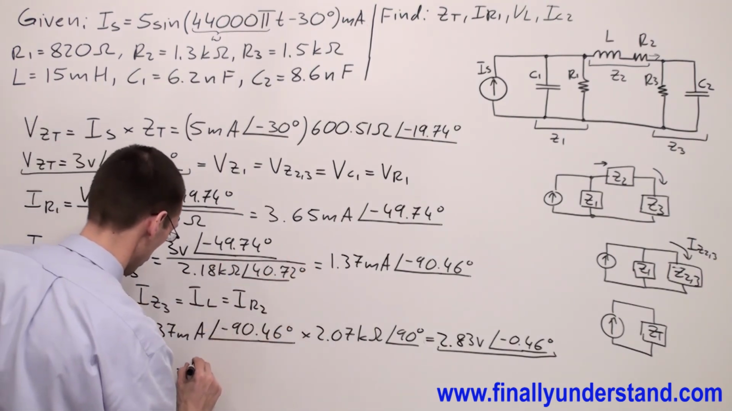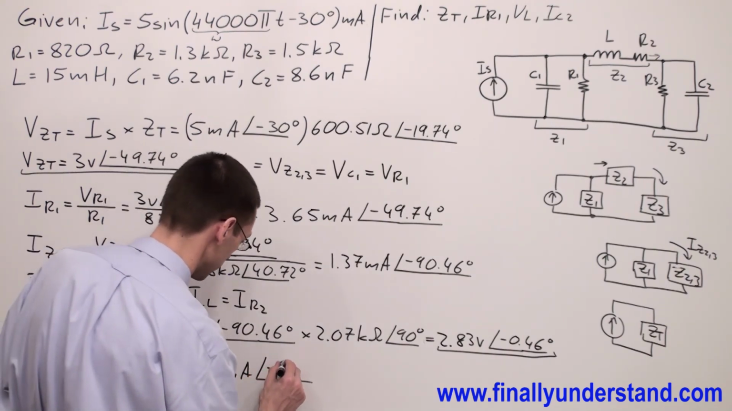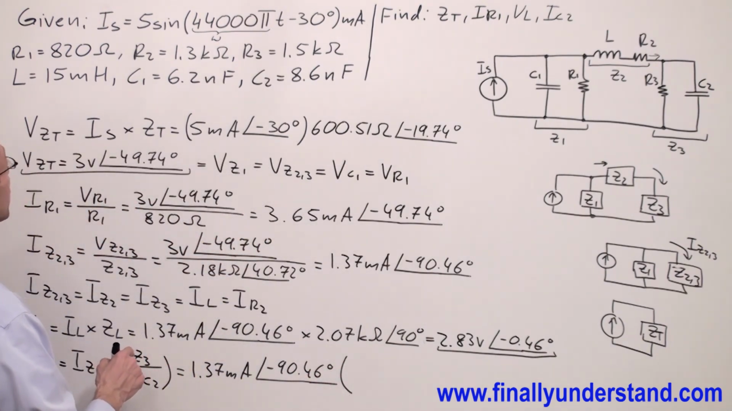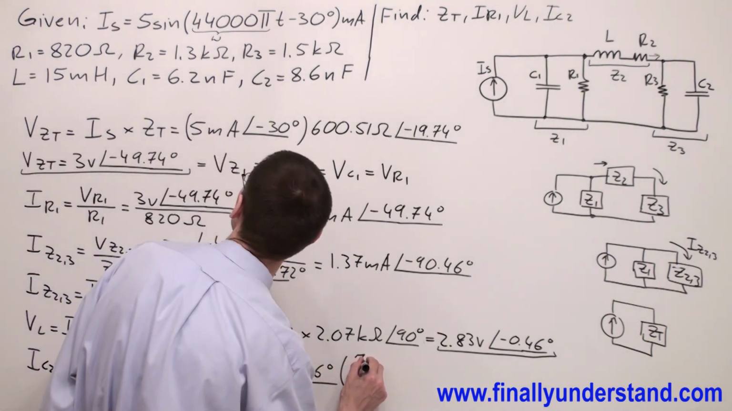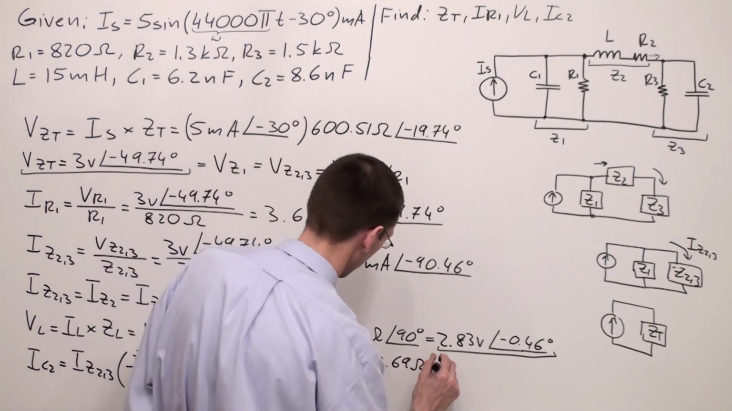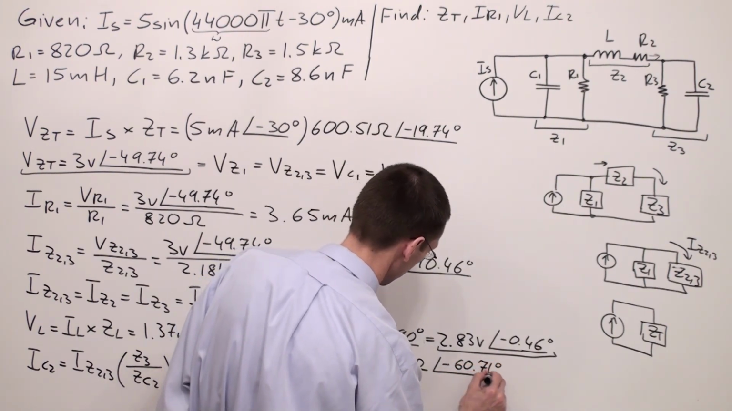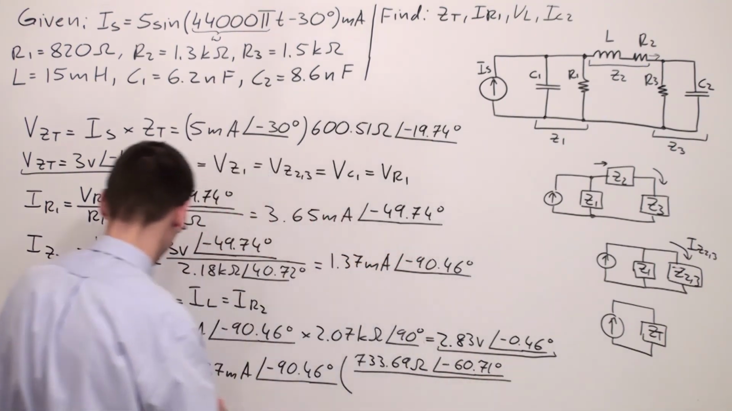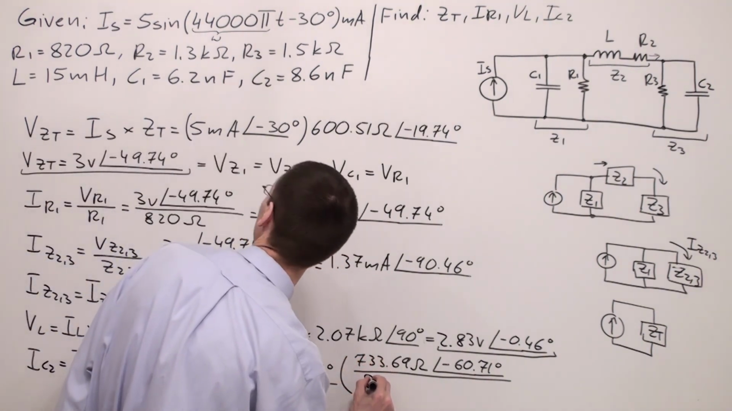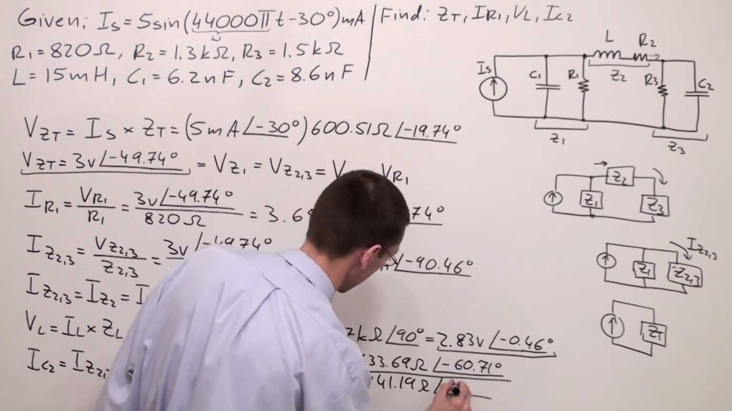Okay, so I have IZ23 is equal 1.37 milliamps and angle of negative 90.46 degrees times Z3 is equal 733.69 ohms and angle of negative 60.71 degrees over ZC2, which is equal 841.19 ohms and angle of negative 90 degrees.